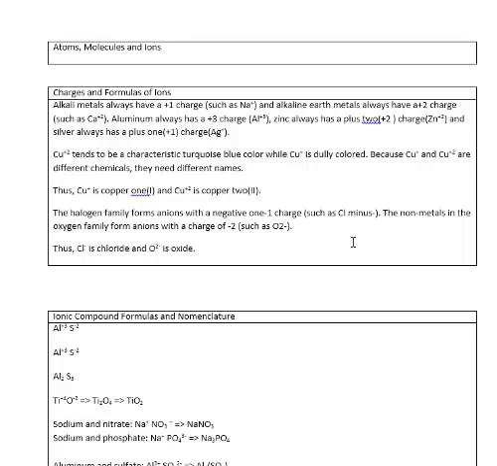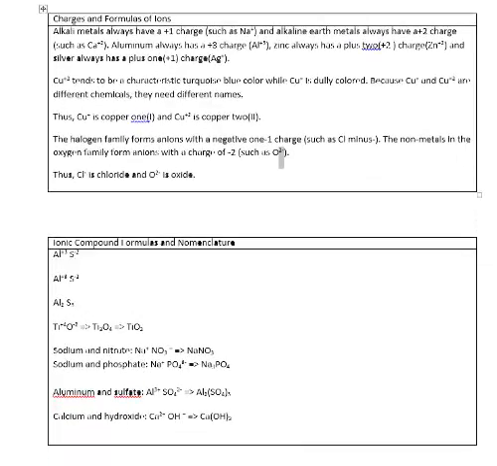The nonmetals in the oxygen family form anions with a charge of -2, such as O2-, and this should be a superscript. I'm just assuming that as you've cut and copied, the formatting has been removed. Thus, Cl- is chloride and O2- is oxide.